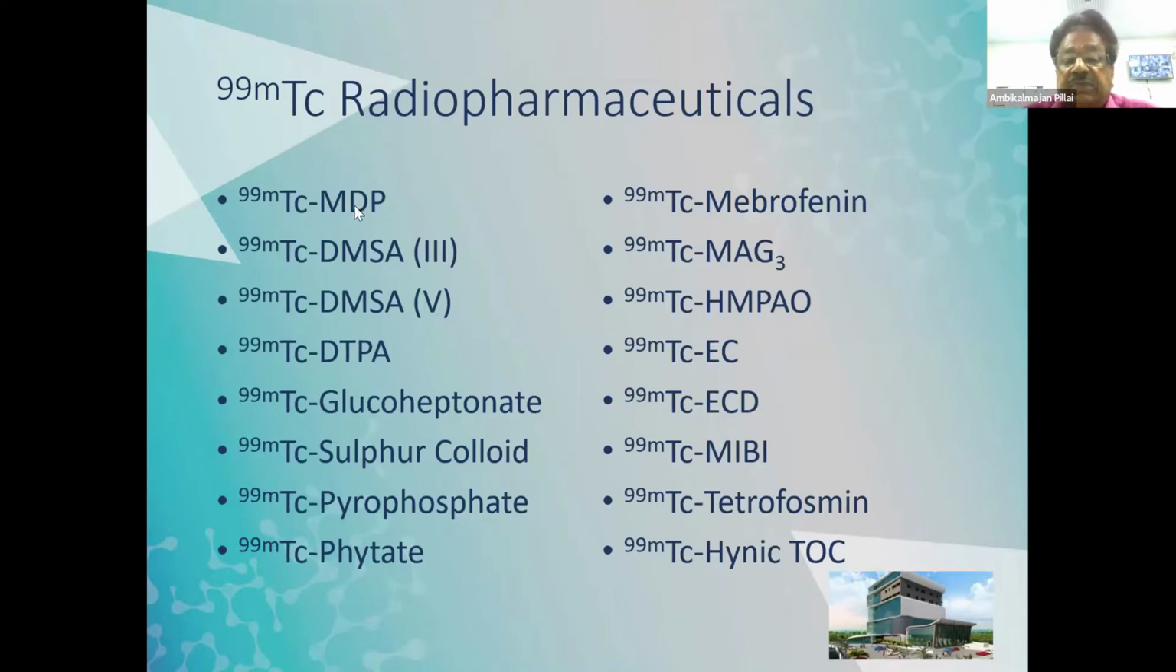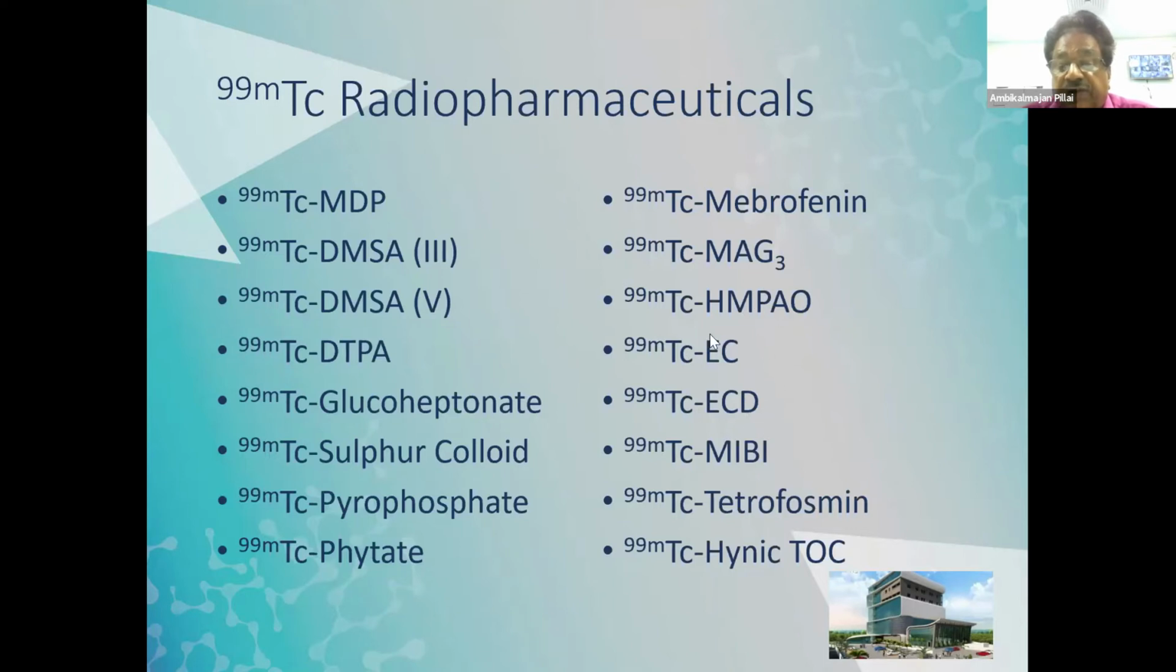We know this is a technetium MDP. We have this technetium DMSA, which is used as a renal agent. Technetium DMSA5, which is used for the medullary thyroid carcinoma. DTPA, we use it as a renal agent. Glucoheptonate for the renal, sulfur colloid for the liver, then mebrofenin for the hepatobiliary, MAG3 for the renal studies, technetium HMPAO and EC for the brain studies. Sorry, EC is for the renal studies, ECD is for the brain studies.